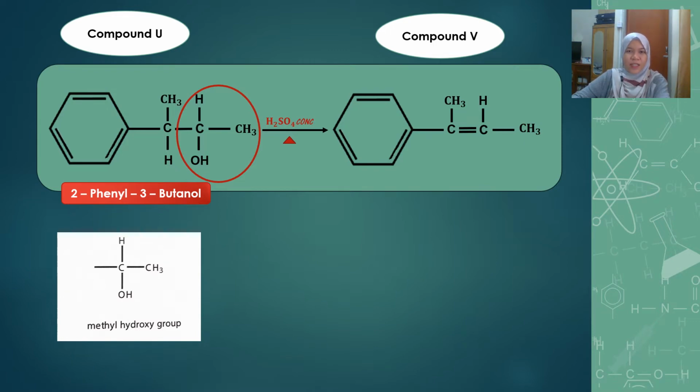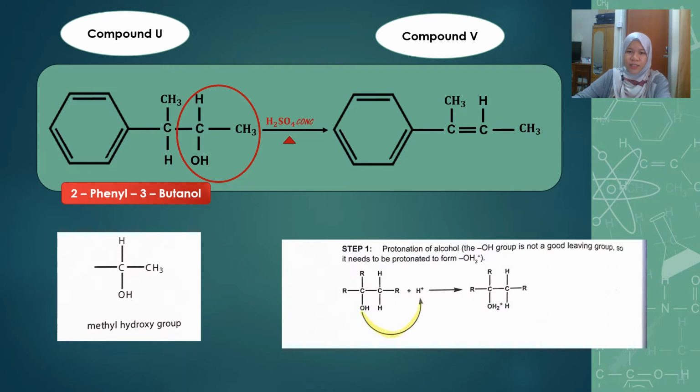Then compound Q will react with heated concentrated sulfuric acid to become compound V. We can see that the OH and H are gone, so we must eliminate the H and OH. But how? Here we will use the elimination reaction mechanism, which involves 3 steps, so that we will eliminate OH and H+.